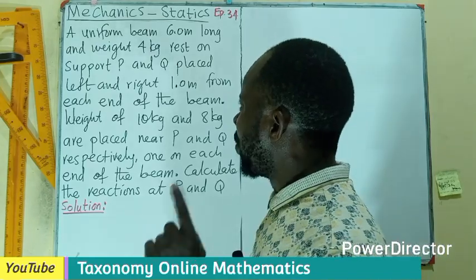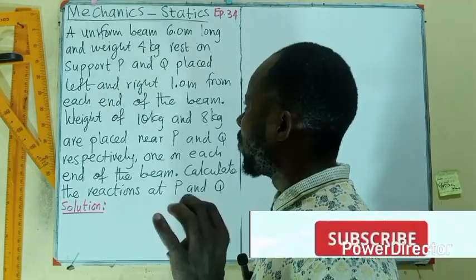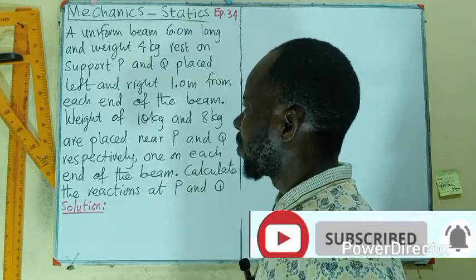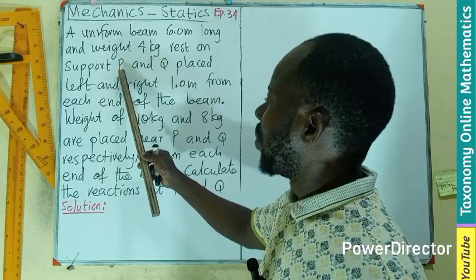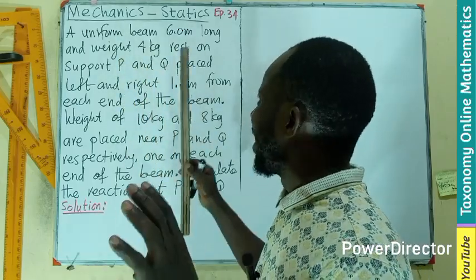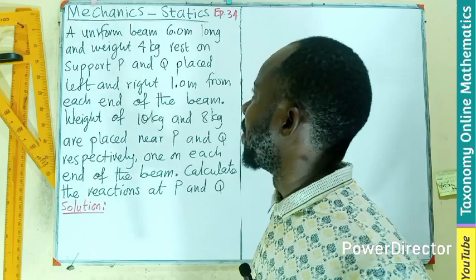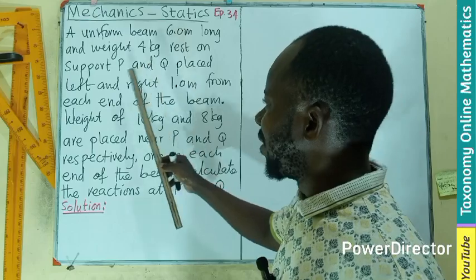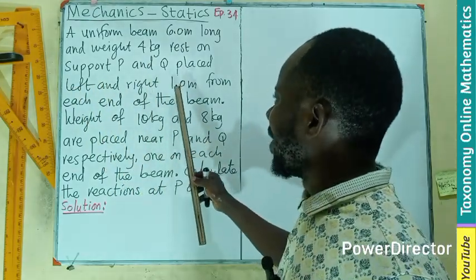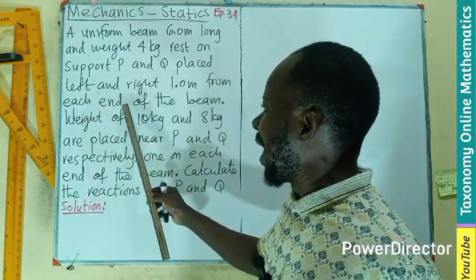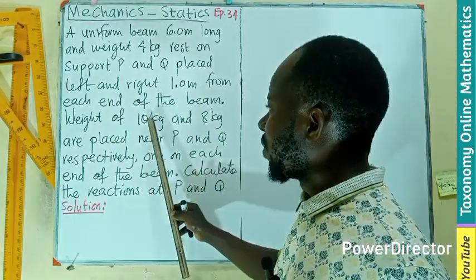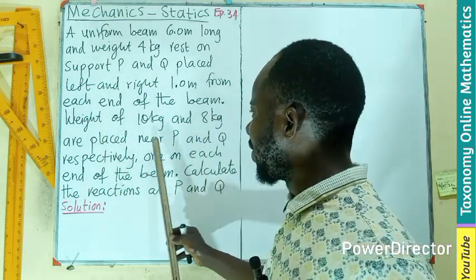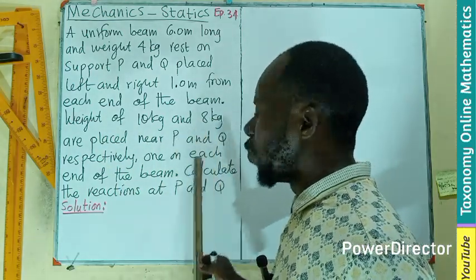So we have a uniform beam 6 meters long and weight 4 kg that rests on supports P and Q. Let's take it again. The weight of the beam is 4 kg and it is resting on supports P and Q, placed left and right, which are 1 meter from each end of the beam. So weights of 10 kg and 8 kg are placed near where P and Q are.